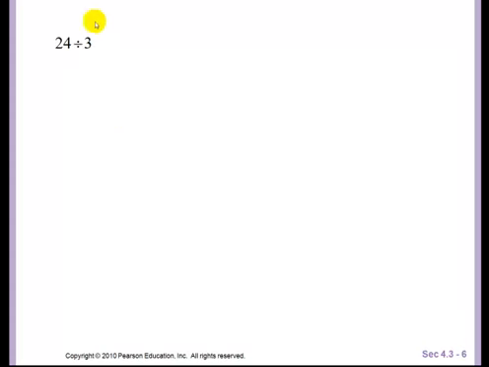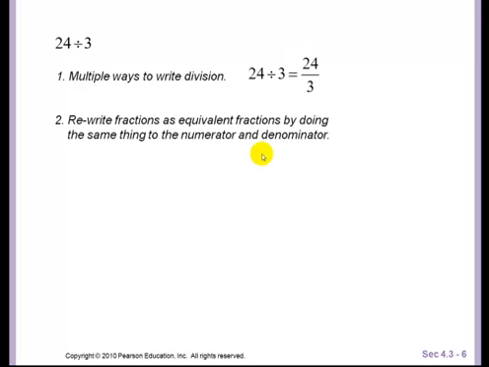We're going to start with a basic one that you already know the answer to. 24 divided by 3. You should know that this is 8. But let's break it down into all these steps. First off, we can rewrite that as a fraction, 24 over 3. Now we can rewrite that to be the same thing by multiplying the top and bottom by the same number. I'm choosing to use 1/3, so I'm doing the top times 1/3 and the bottom times 1/3.